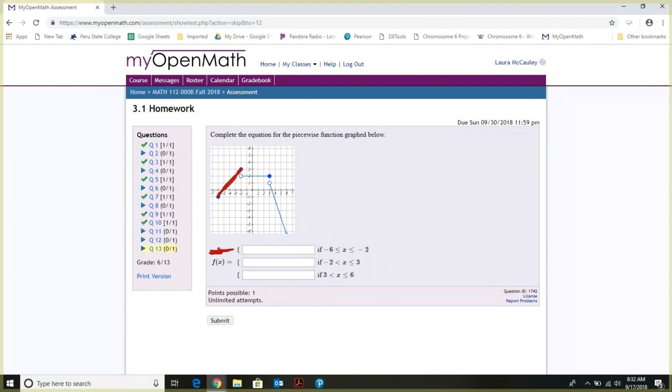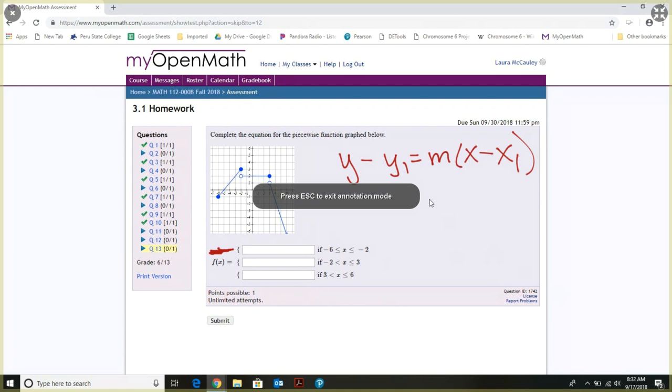Okay, so how do I find the equation of a line? Well, here, let me erase where I wrote on it so we can see it better. We just need to figure out what the slope is, and then we can grab a point, right? So we can find the equation. So remember, we've got this nice y minus y1 equals m times x minus x1. So we can just use that.